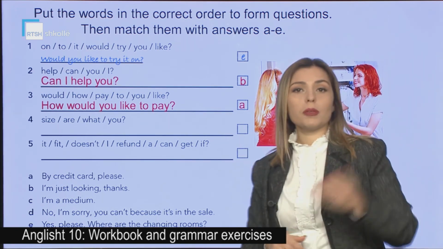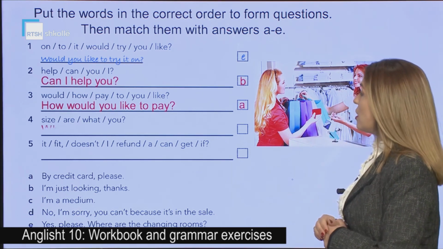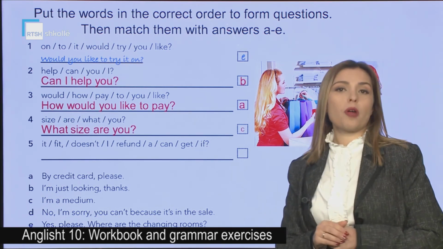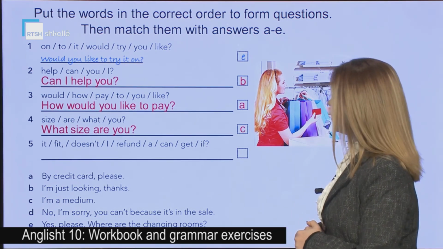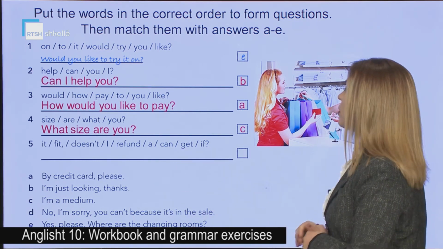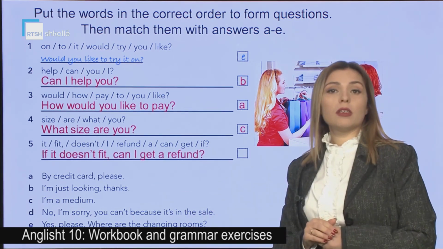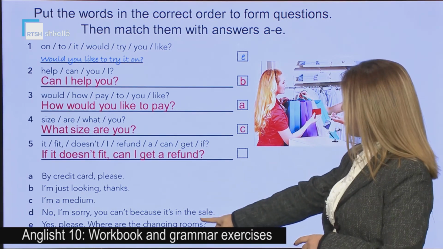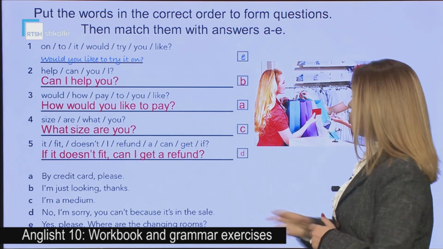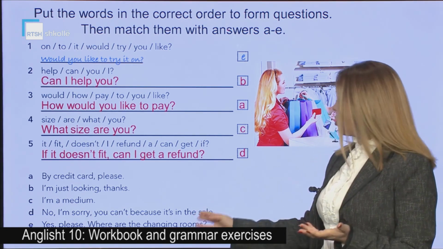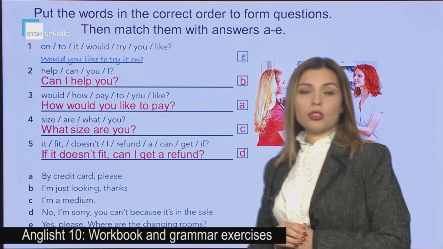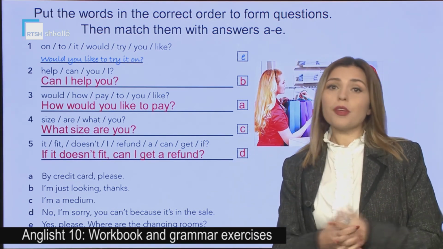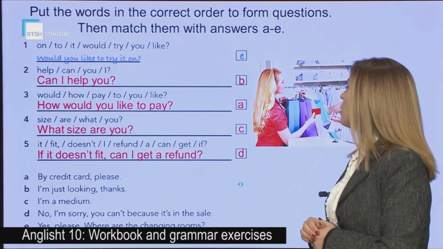And when the shop assistant is asking, what size are you? Take a look at the answers. I am a medium, or I am a size 10, for example. And look at the last one. If, for example, it doesn't fit, can I get a refund? So can I get my money back? Look at the answers. I'm sorry, you cannot have a refund because this object is in the sale. So since it doesn't have its proper price, then you cannot have your money back.